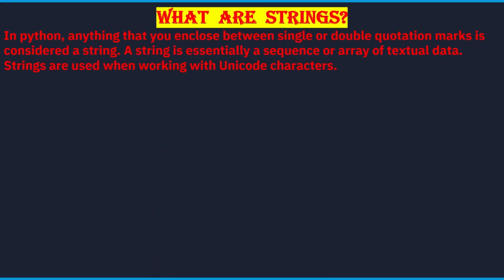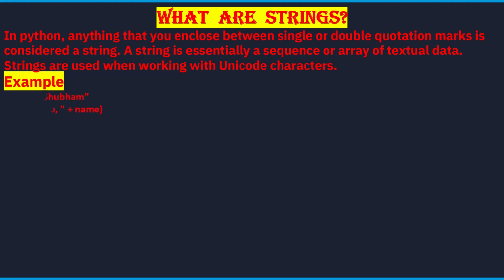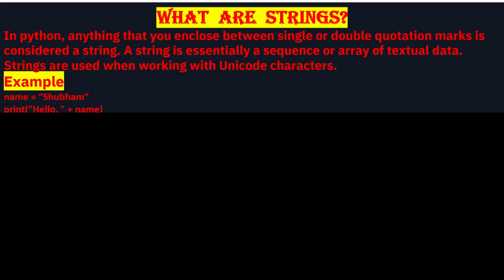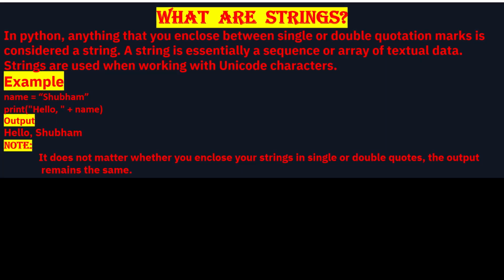What are strings? In Python, anything that you enclose between single or double quotation marks is considered a string. A string is essentially a sequence or array of textual data. Strings are used when working with Unicode characters. Example: name = "Shubham". print("hello " + name). Output: hello Shubham. Note: it does not matter whether you enclose your strings in single or double quotes, the output remains the same.